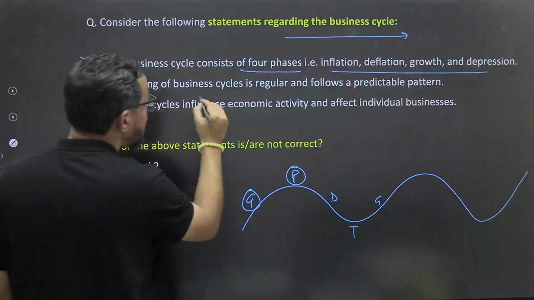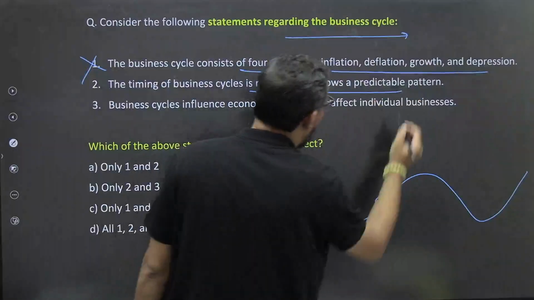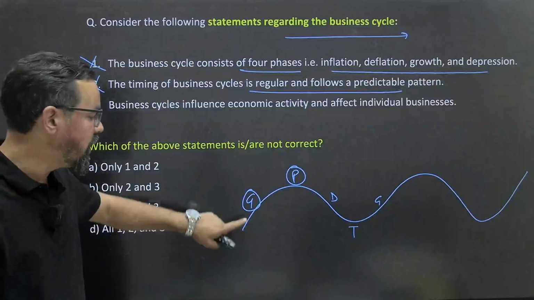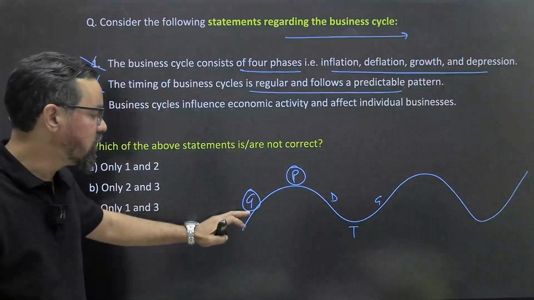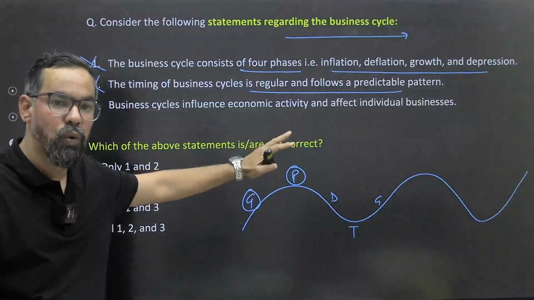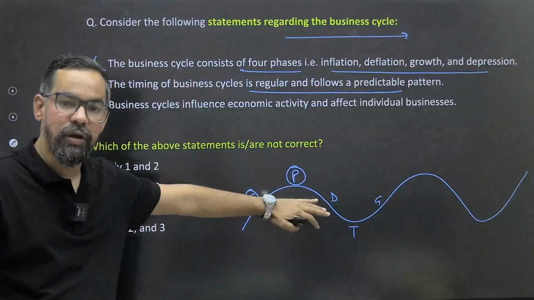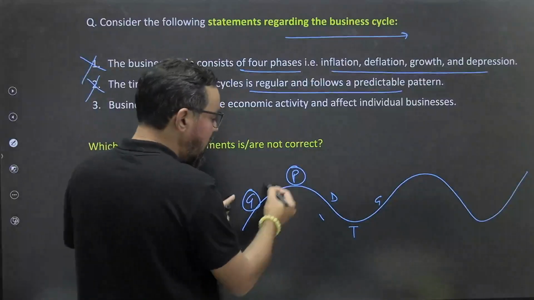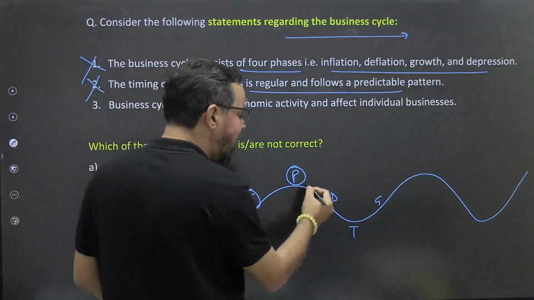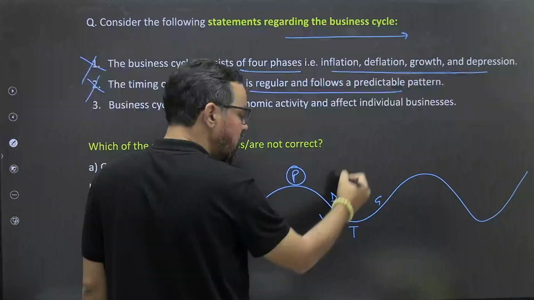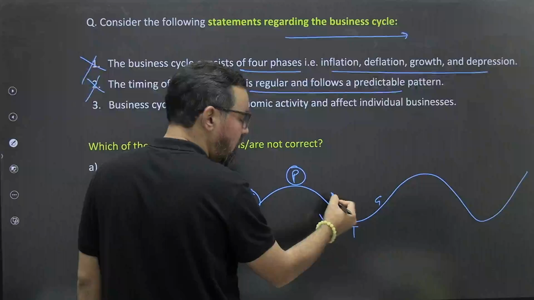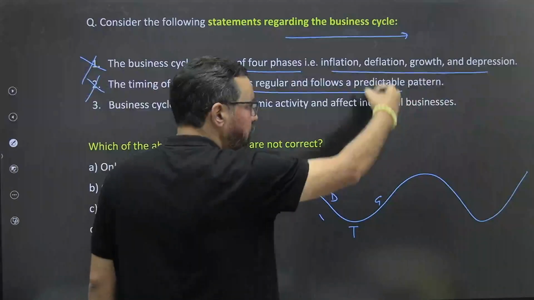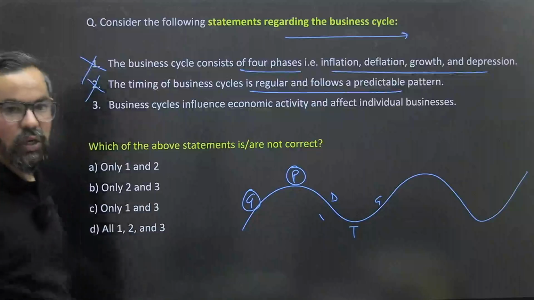The timing of the business cycle is regular and follows a predictable pattern. This is also wrong. You cannot say that in an economy, first we'll have growth, then we'll reach the boom or peak, then we'll have contraction, then we'll reach the trough. No, there can be a growth, then a boom, and without achieving contraction, they can have another growth rate, or another peak, or another peak, or another peak. So this is the logic.